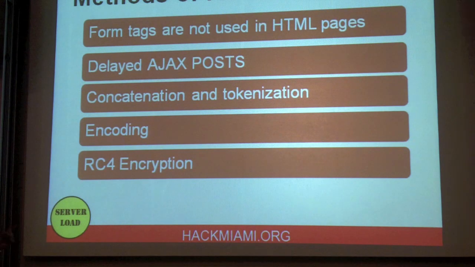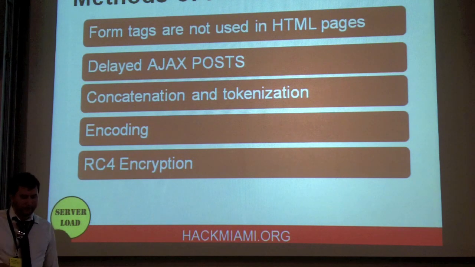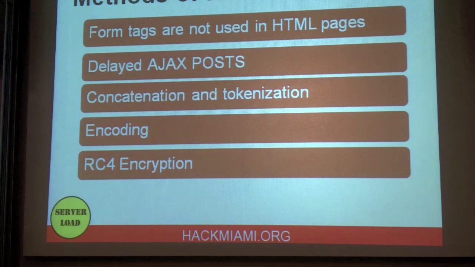We're going to use delayed Ajax posts. It often works off of hitting the enter key or a key strike, clicking a button. So by actually delaying the Ajax post by maybe a few milliseconds, it often tricks the bot software a lot. Concatenation and tokenization, that's where we're going to take it all, put it in one big string, and then usually use either encoding or RC4 encryption, and then it's really hard for them to sort through everything.